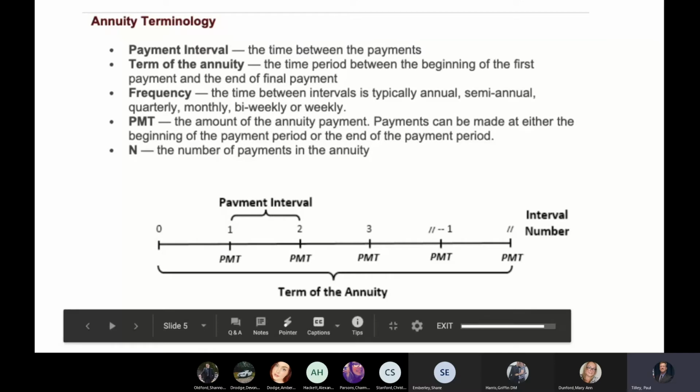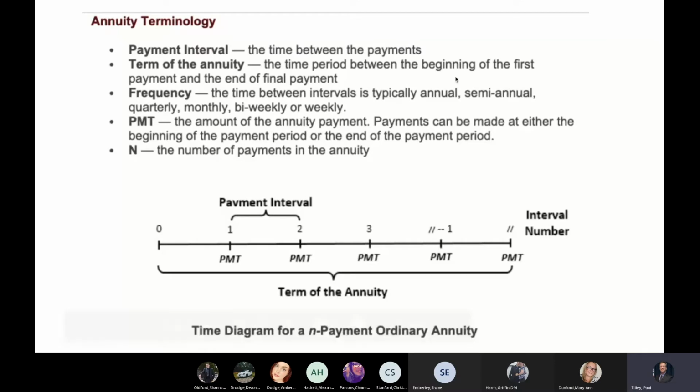First, we have payment interval, which is the time between the payments: once a month, once a year, once a week, every 2 weeks. So it really is the distance between payments that are made. Every problem that we deal with will have some valuation of the payment interval in it.